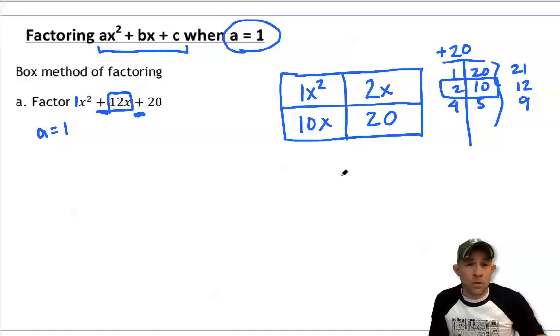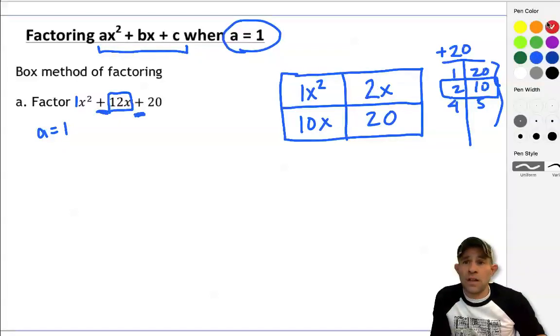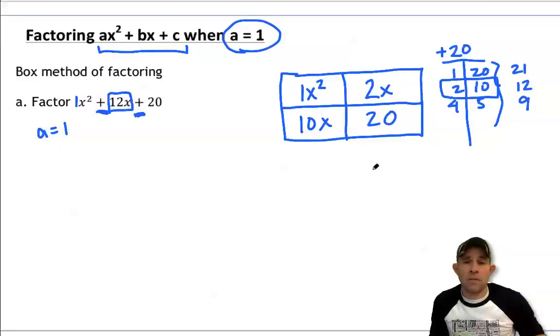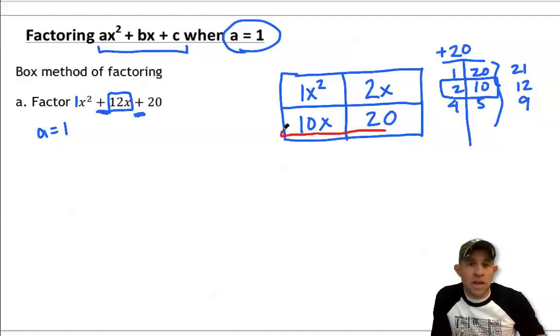All right, now we're going to get our linear factors. And the way we do this is we're going to move across each row and each column, pulling out the greatest common factor. So follow me as we go here. Across this bottom row, 20 and 10x have the greatest common factor of 10. Across the top row, 2x and 1x squared have the greatest common factor of x.